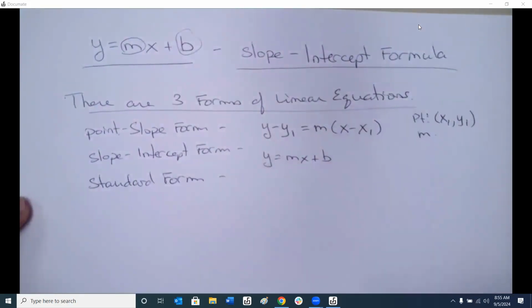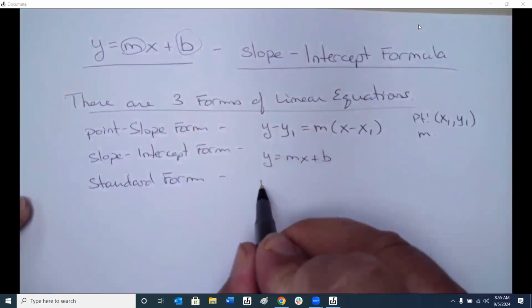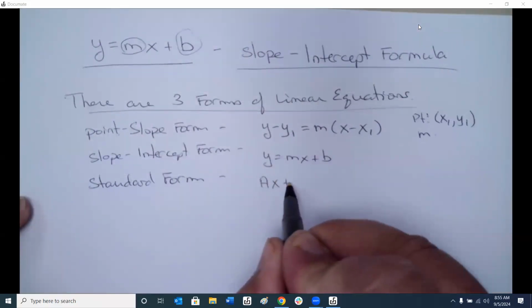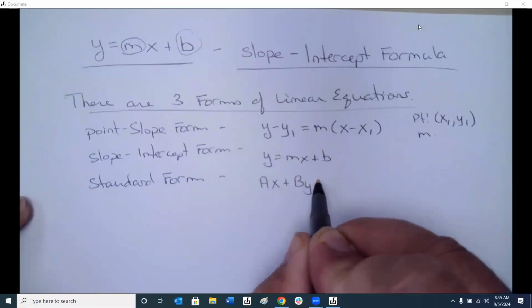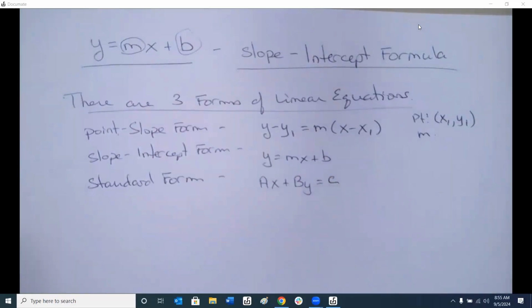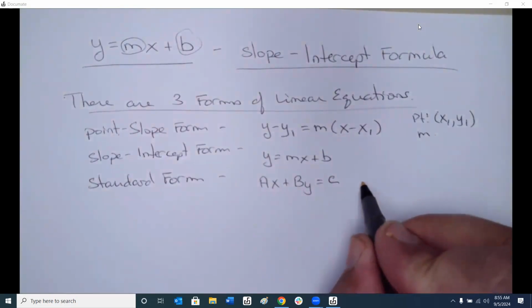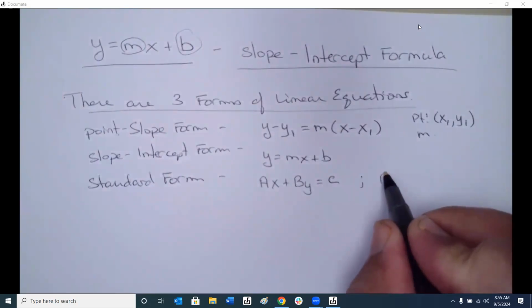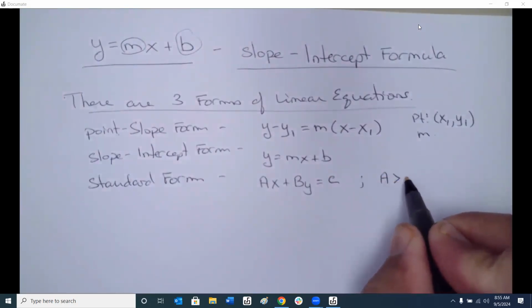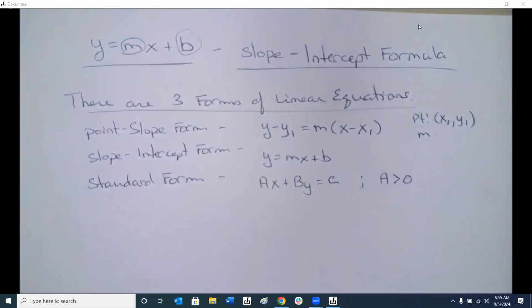And then the last one, the standard form, looks like this. Where x and y are on the same side. And the only stipulation is the a value has to be positive. So if a is negative, change all the signs.